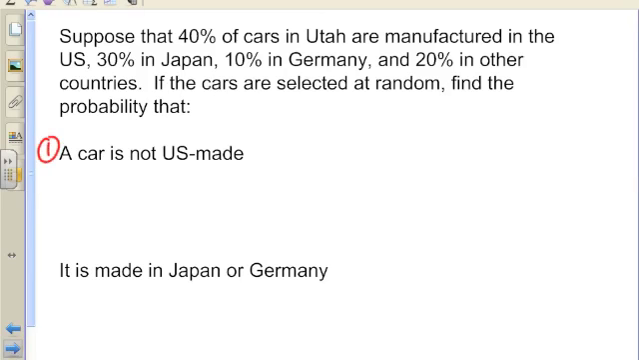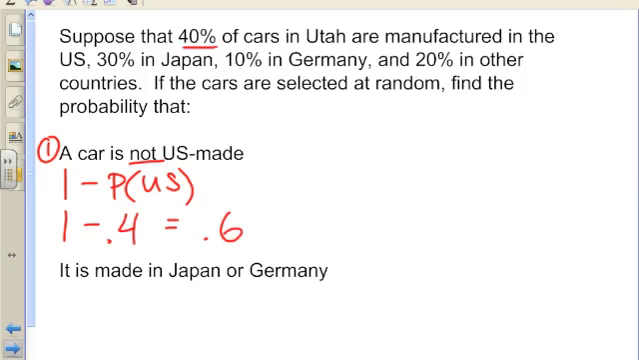First of all, a car is not U.S. made. That word not is a clue that we should use the complement rule. It says we take 1 minus. Well, I want things that are not U.S. made, so I'm going to subtract away the United States ones. Now, I know they've given us percents, but I prefer to work on my probability questions in decimals. So I'm going to do 1 minus 0.4, since 40% of cars are made in the U.S. That gives me an answer of 0.6. All right, 60% of cars are not U.S. made.